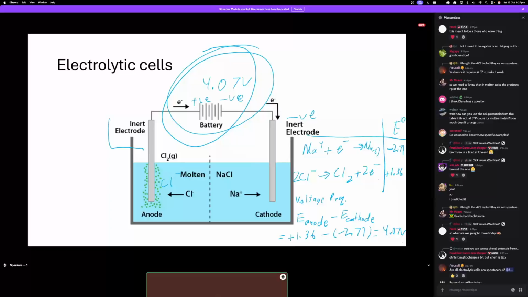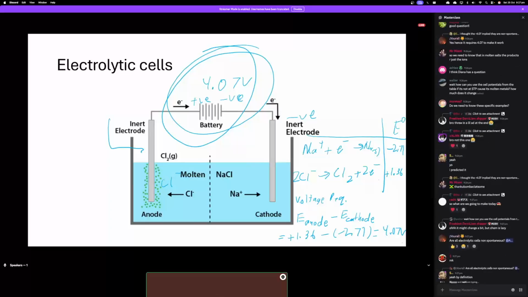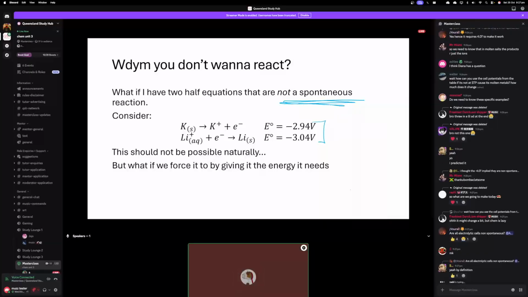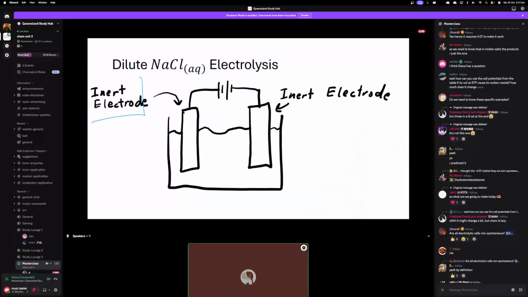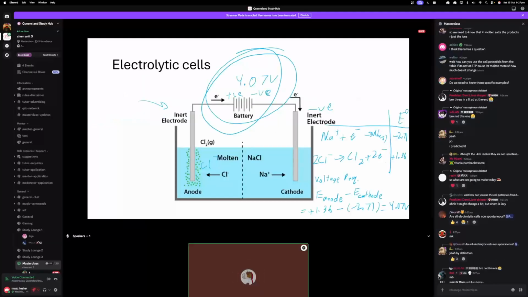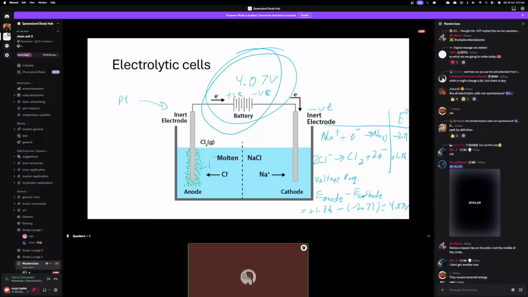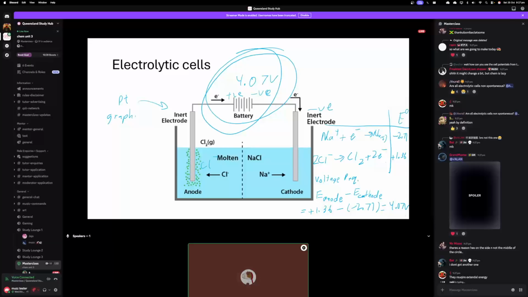Electrolytic cells are non-spontaneous? Yes. That was this slide. They are not spontaneous. So, an inert electrode, sorry, I didn't mention this earlier. Inert electrodes just don't react. They are inert. They have no reaction. Typically we use platinum or graphite. Those are the most common inert electrodes.